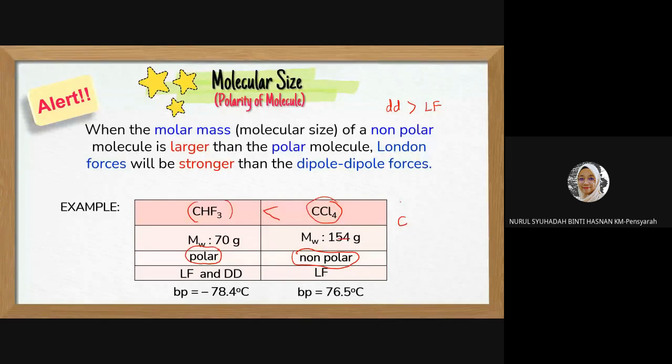So I put it here. Okay, so the boiling point of CCl4 is bigger than CHF3, due to molecular weight. Okay, is it clear? Clear, madam.